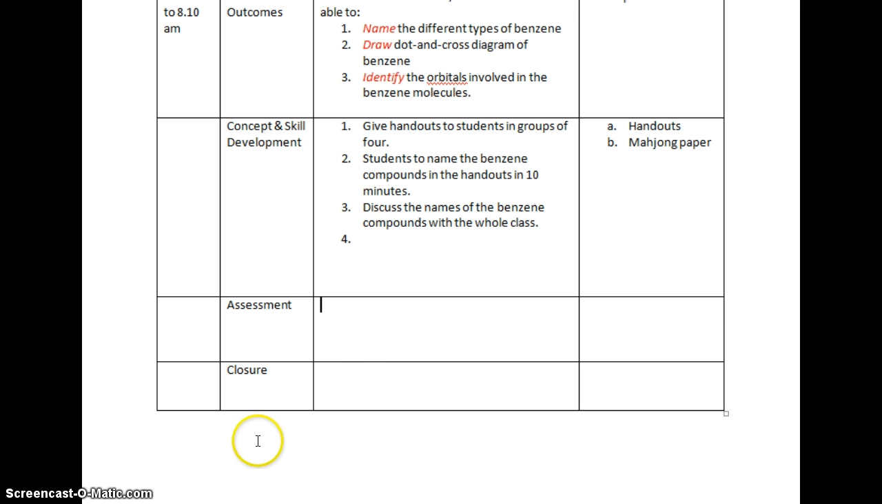Closure here could be a summary. It could be a mind map. A summary could be in the form of point form. It could be in the form of mind maps. It could be in the form of, let's say, bullet points on mahjong paper and so on. But you need time for closure, so plan your closure carefully. Don't put here like 5 minutes and then your closure is more than that.